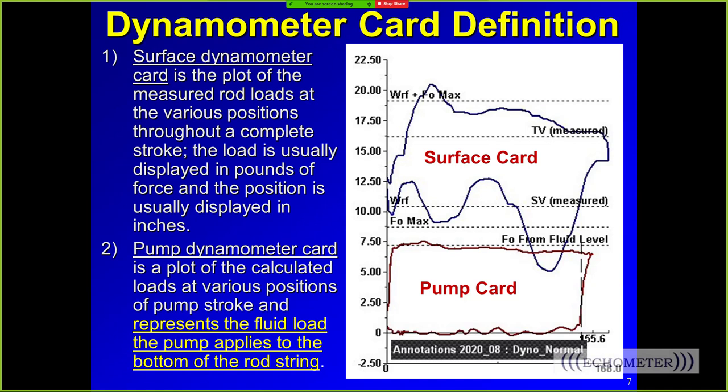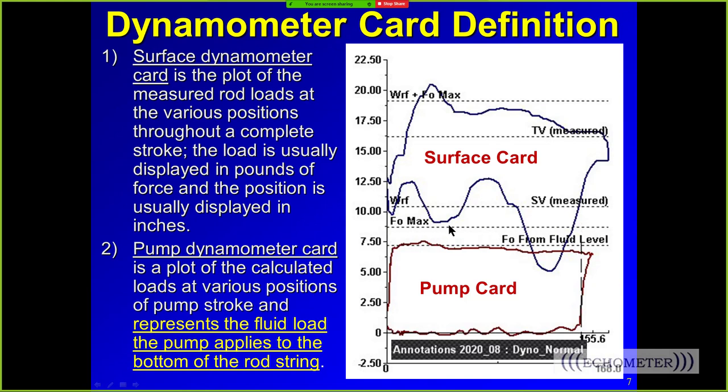And we're going to talk a little bit about this pump card. You can see that there are some reference lines on the screen. That's the maximum fluid load and the weighted rods and fluid. That's the measured weighted rods and fluid plus the pump load. This is the standing valve load measured versus the calculated weighted rods and fluid. And this is the maximum load line.